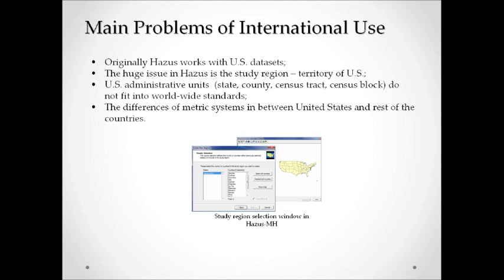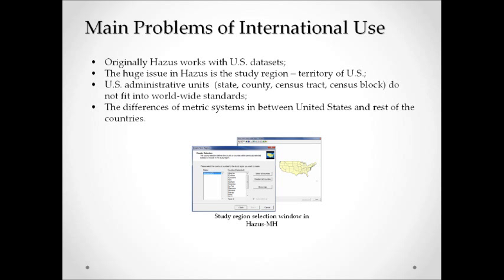So practically, HazusMH analysis models don't care about where the data is from. The main problem is the study region, and right now, by default, HazusMH originally works only with US datasets. So it means that the study region can be created only in the United States. And this is the main problem. So you can't choose your study region outside the United States.